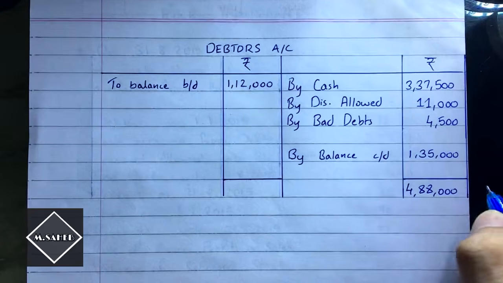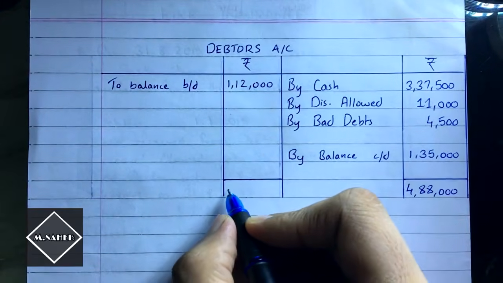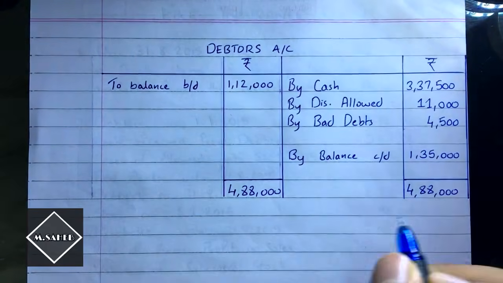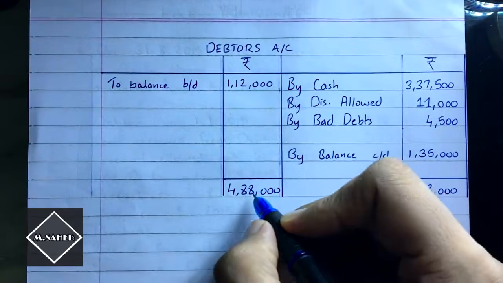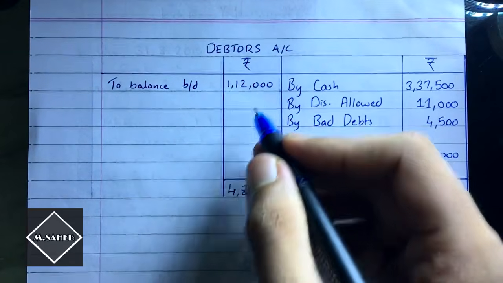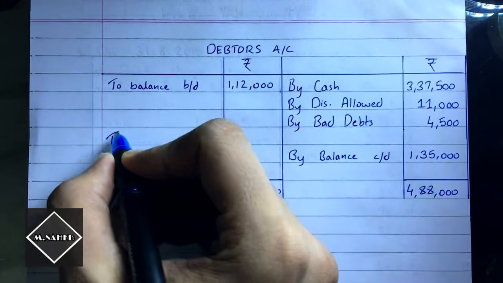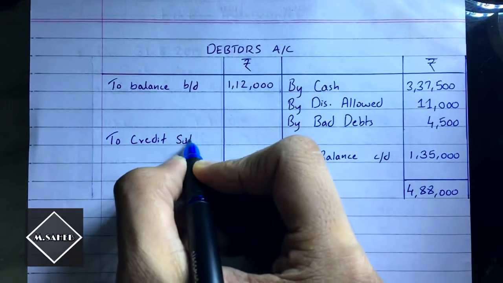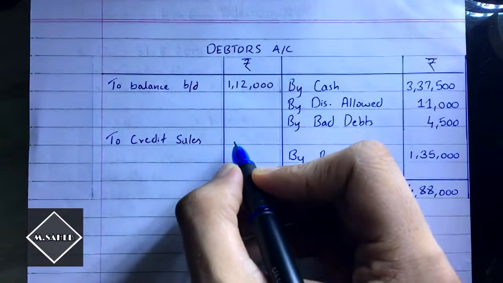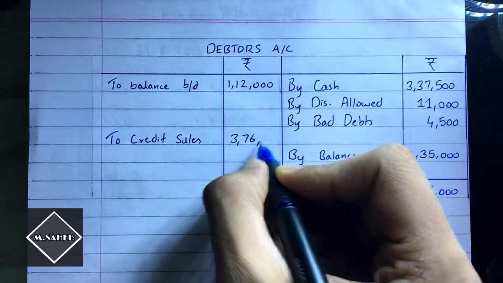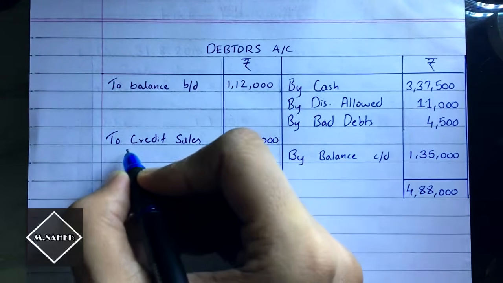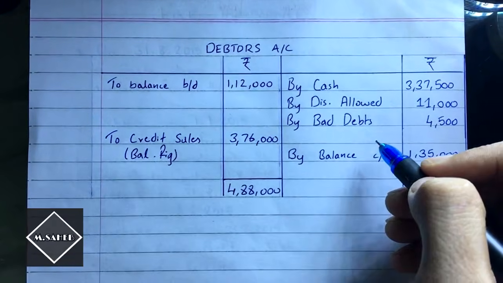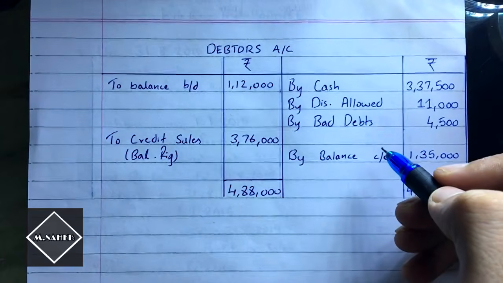Now we'll balance the debtors account, and the total is equal to 4,88,000. The credit side is bigger, so the total of the credit side will be written on both sides, 4,88,000, 4,88,000. Then we'll subtract 1,12,000 from 4,88,000 to find out the credit sales, which is equal to 3,76,000. This is the balancing figure. Alright. Easy, right?